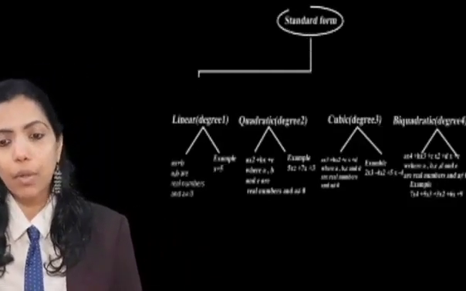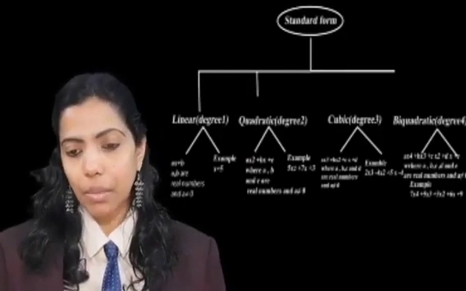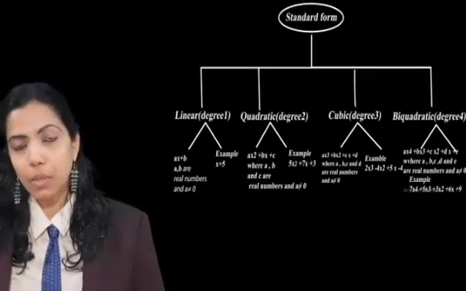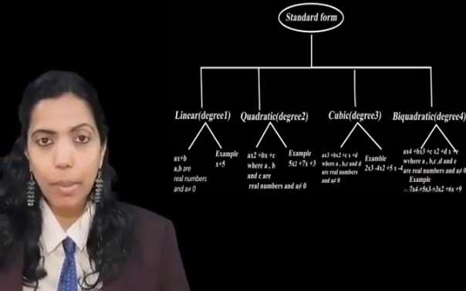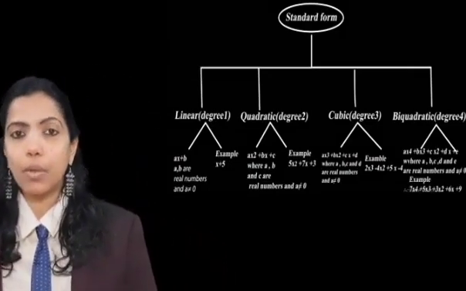So what comes next is the standard form. For the linear polynomial, the standard form is ax plus b, where a and b are real numbers and a is not equal to 0. We can give an example: x plus 5. The variable is x and the exponent of x is 1, so it is a linear polynomial.